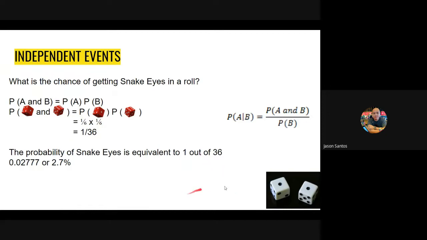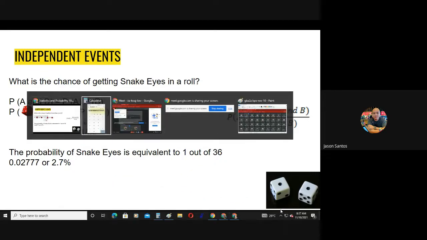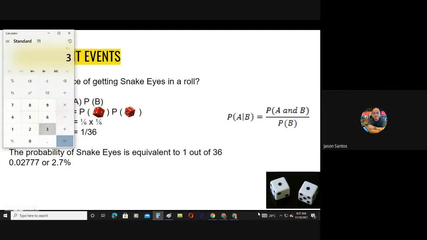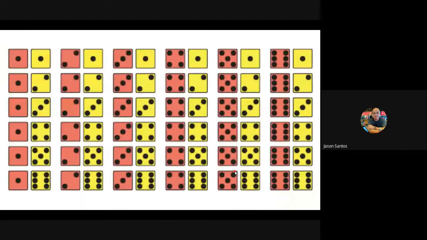For example, we want to roll snake eyes. Snake eyes means both dice show one. What you do is multiply 1 over 6 by 1 over 6, because there are 6 outcomes on a die. That's why we placed 6 here. So 1 over 6 times 1 over 6 is 1 over 36, meaning the probability of snake eyes is 1 out of 36, or 0.277. If you look at this chart, you can see that snake eyes is just one of the 36 outcomes.